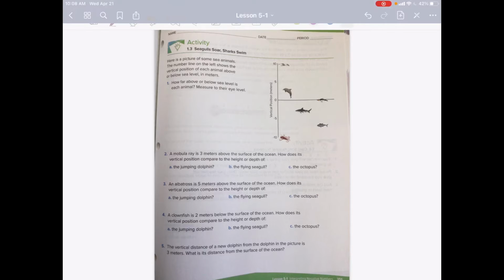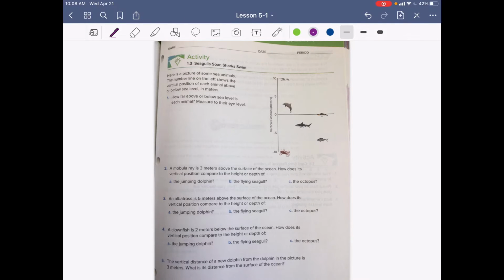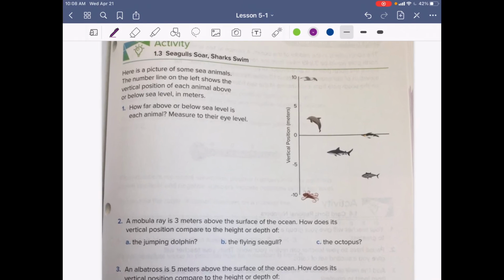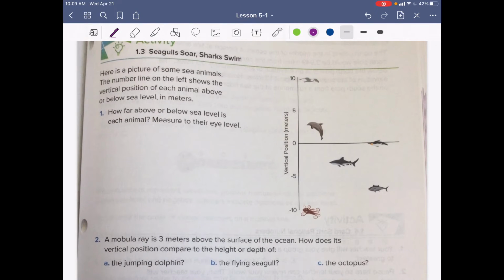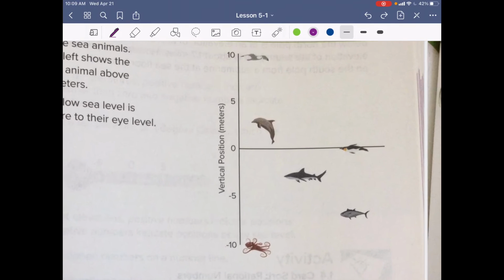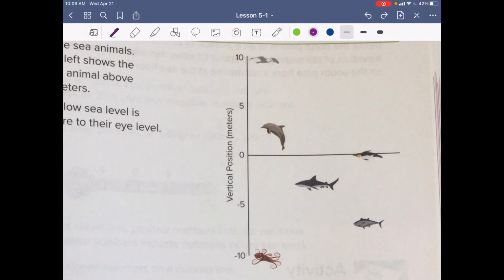So we're on page 351 now, and we're looking at seagulls soar and sharks swim. So here's a picture of some sea animals. The number line on the left shows the vertical position of each animal above or below sea level. How far above or below sea level is each animal? Measure to their eye level, so where their eyeballs lay. So I want you to take a moment, try this on your own, and then come back and we will figure out where everybody's landing.